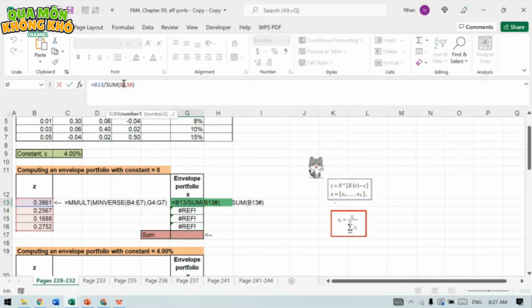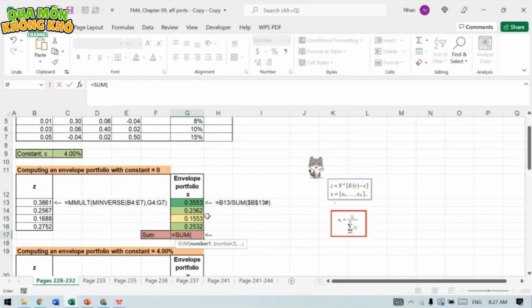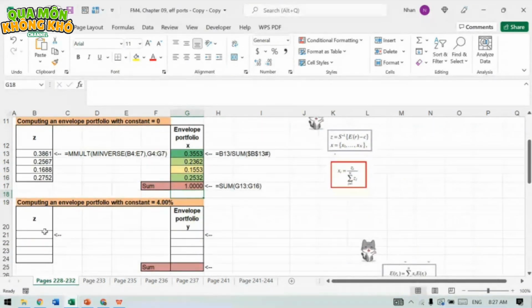I need to fix the sum of Y first. Yes, I have here the proportion of each asset in the portfolio X. Because X is the envelope portfolio, the sum of all the proportions of each asset has to be 1. So I sum it. Let's see whether it's equal or not. Oh yes, it's equal to 1. And now I will compute the envelope portfolio with constant equal to 4%.